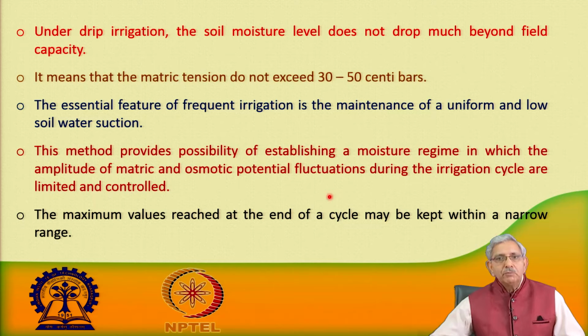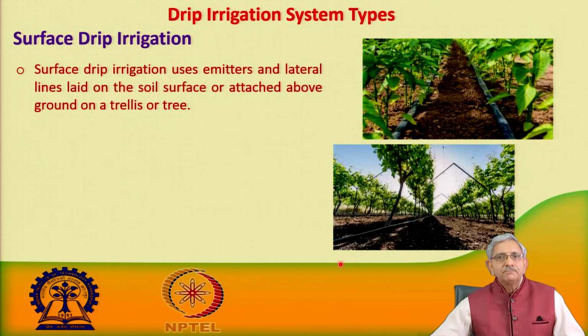This method provides the possibility of establishing a soil moisture regime in which the amplitude of matric and osmotic potential fluctuation during the irrigation cycle is limited and in a controlled manner. It means we are not allowing, this is what I am telling, that the potentials are within the control level. The maximum value reached at the end of a cycle may be kept within a narrow range.